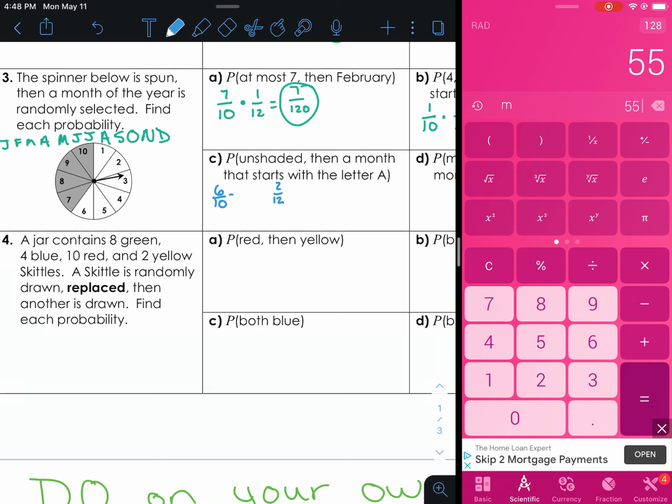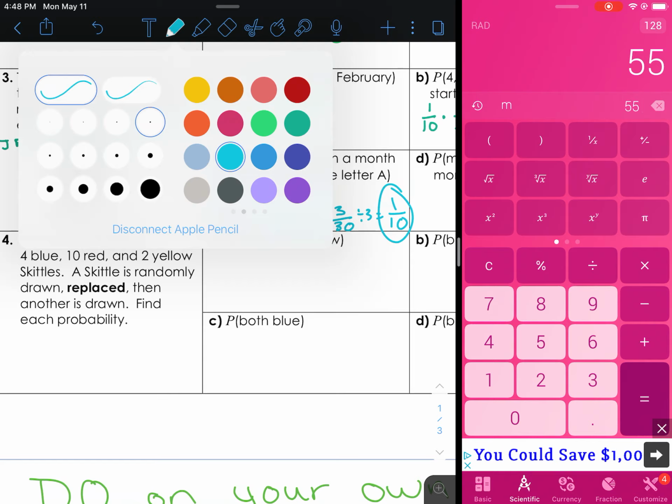All right, so if I divide this by 2, I get 3/5. And if I divide this by 2, I get 1/6. So I'm going to multiply 3/5 times 1/6. 1 times 3 is 3, and 5 times 6 is 30. I divide by 3, and I get 1/10 as my solution.